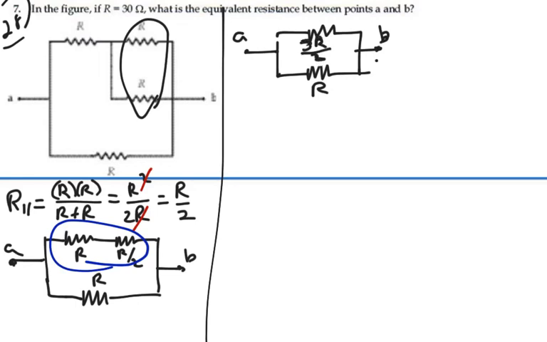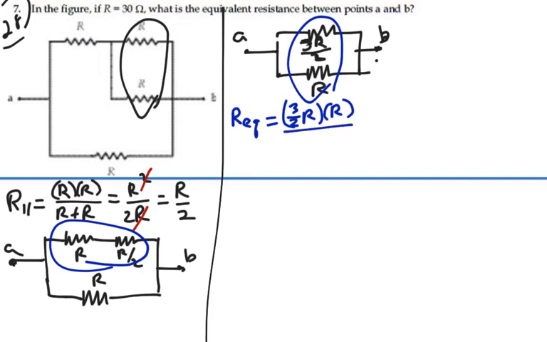Okay, now the 3R divided by 2 and the R are indeed in parallel. They're connected on both ends. So we can do product over the sum for that, and that'll be our R equivalent. So R equivalent is going to be product over the sum, 3/2 R times R over 3/2 R plus R. And that's going to be equal to 3/2 R squared over 5/2 R.